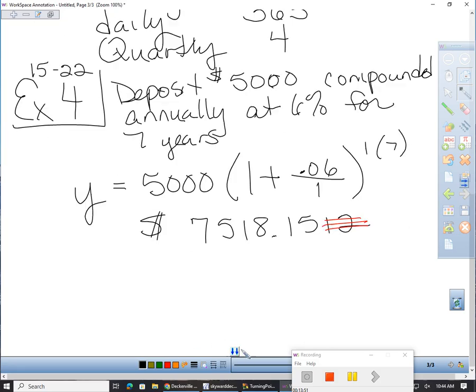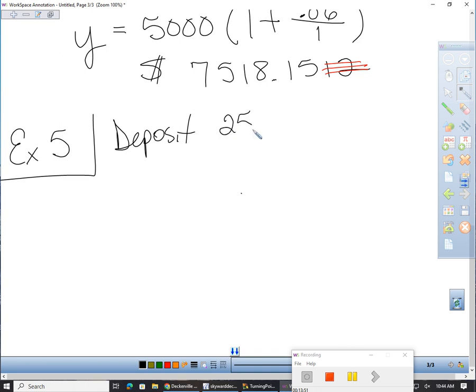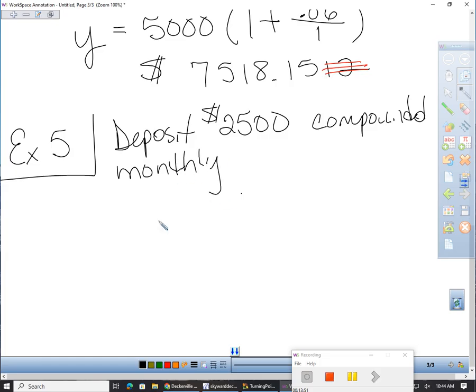Let's try another one. Example number 5. Let's say I deposit, let's go with $2,500 compounded monthly at 6% for 15 years. How much will I have?